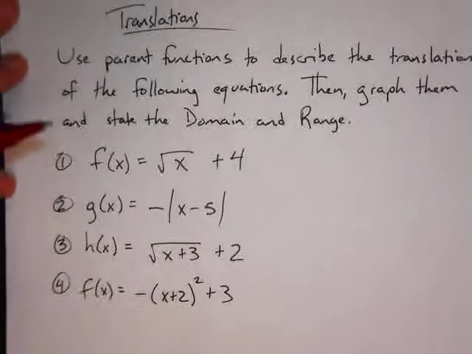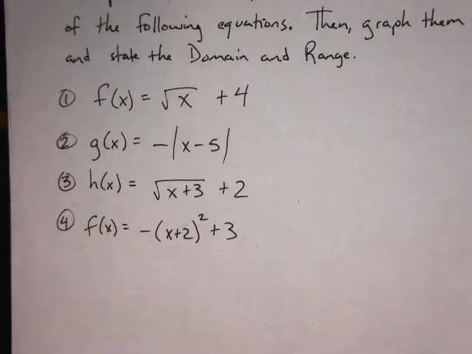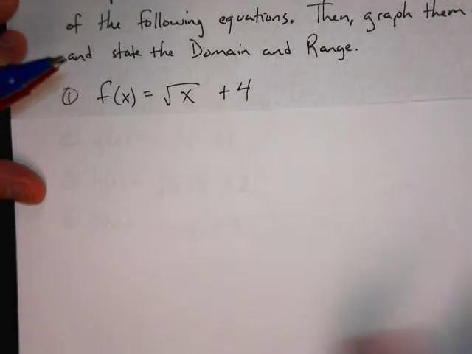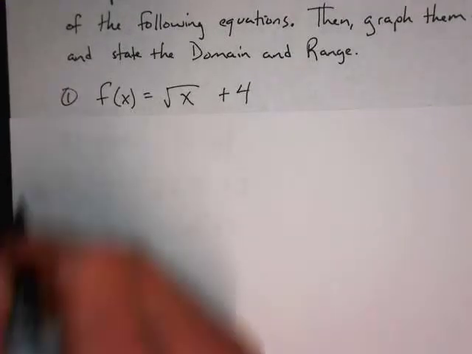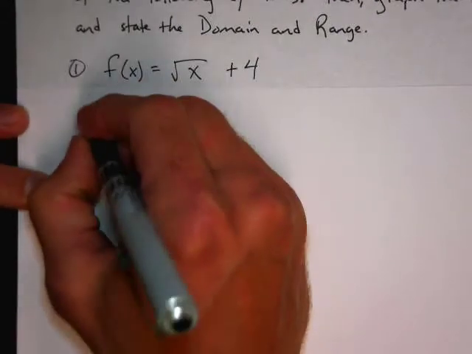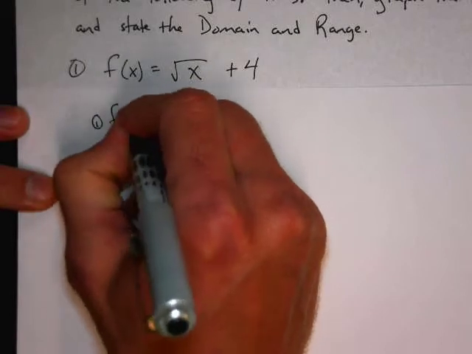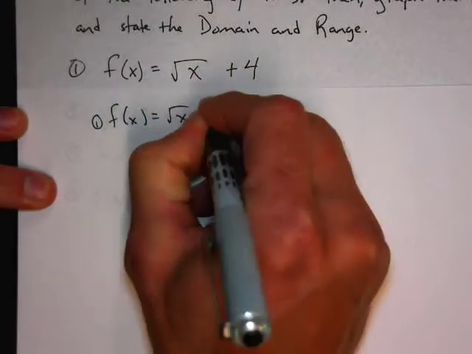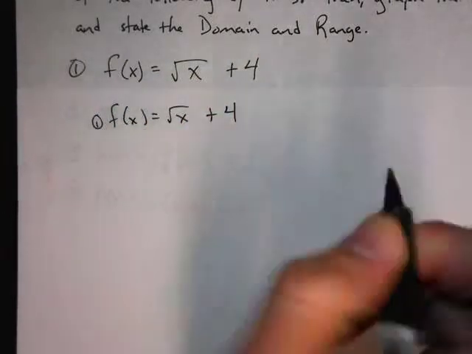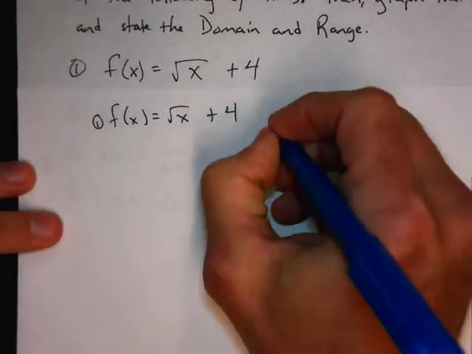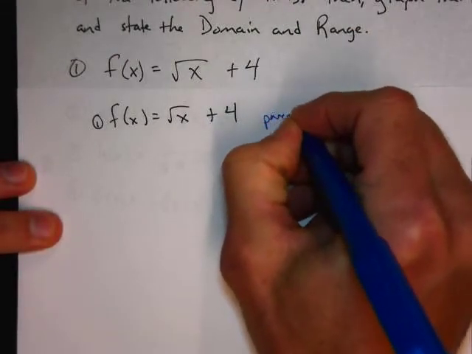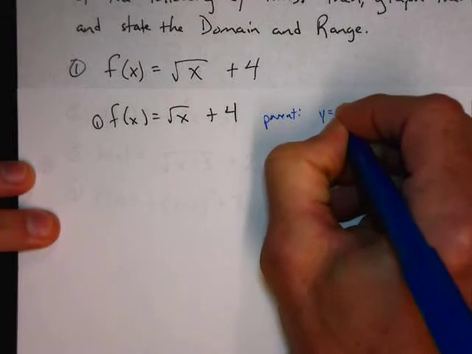So let's practice, right? We're going to take a look at these equations, and then we're going to graph them using the parent function, and then start talking about domain and range. So we look at number 1, and we've got this crazy looking thing. There's a square root of x, and it says plus 4. Now we got to remember, what is the parent function? Okay, so the parent function is y equals the square root of x.